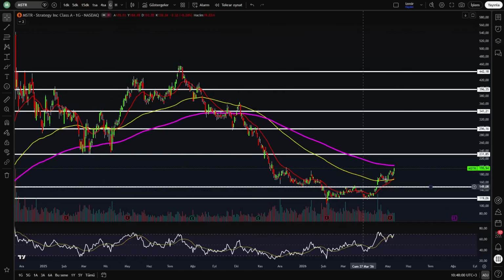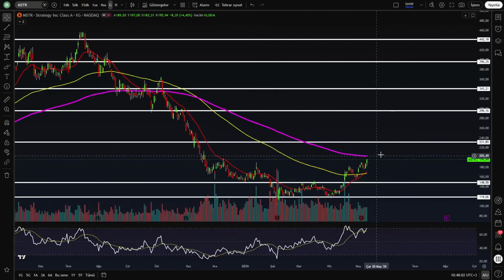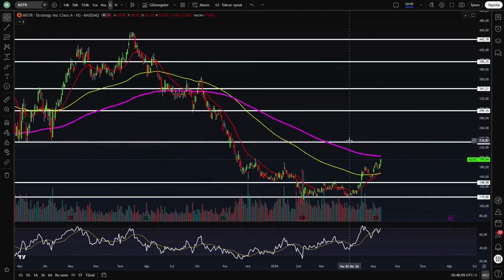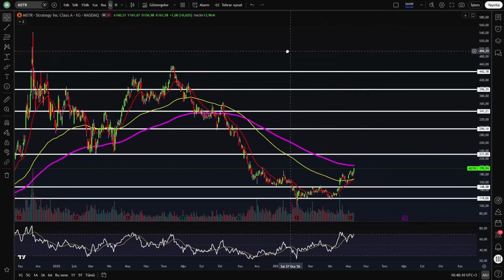Why does this happen in every uptrend or downtrend? Actually, prices tend to want to revert to the moving average. This is a psychological definition. Frankly, it exists in almost everything.